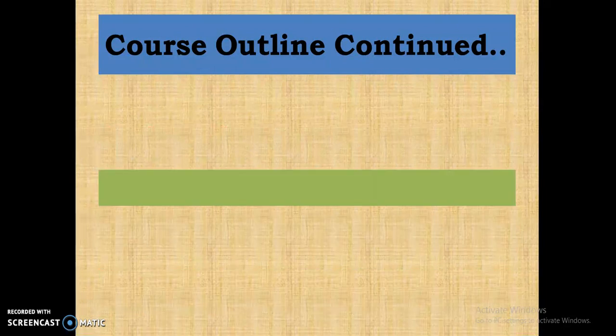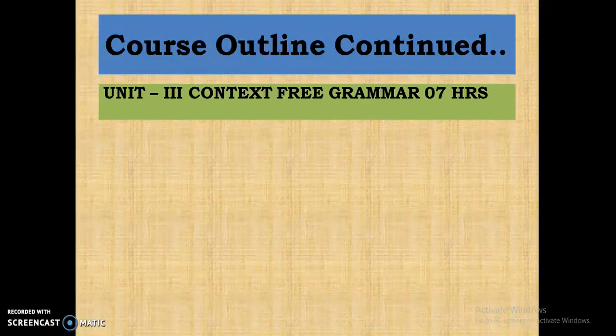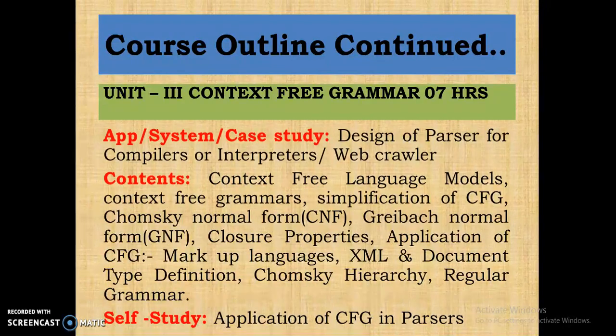Now coming to unit number 3, here we are going to study context free grammars. In this unit you will study how a CFG model, a grammar, is constructed. There are two forms available with the CFG: one is the Chomsky normal form, the CNF, and the second is the Greibach normal form, the GNF. You will look at how to convert a given CFG to CNF and GNF.